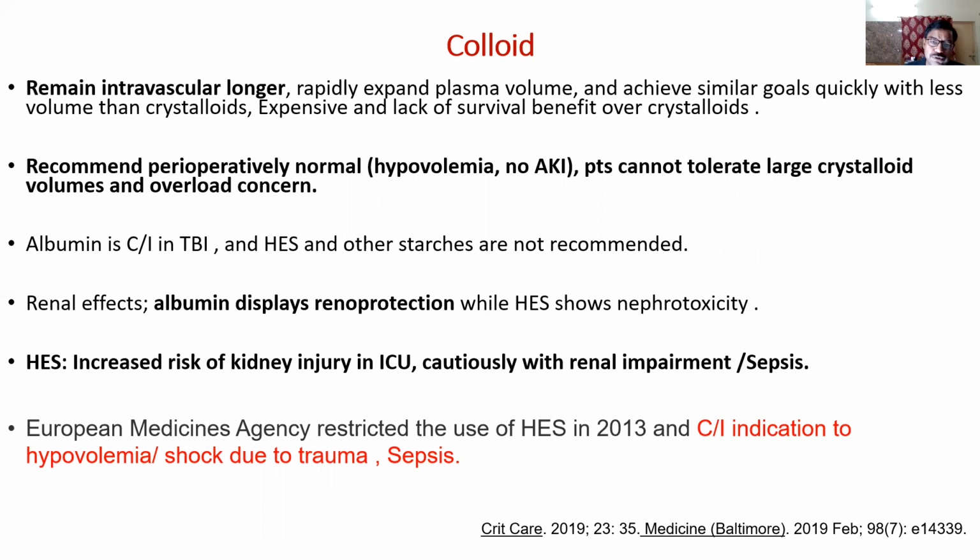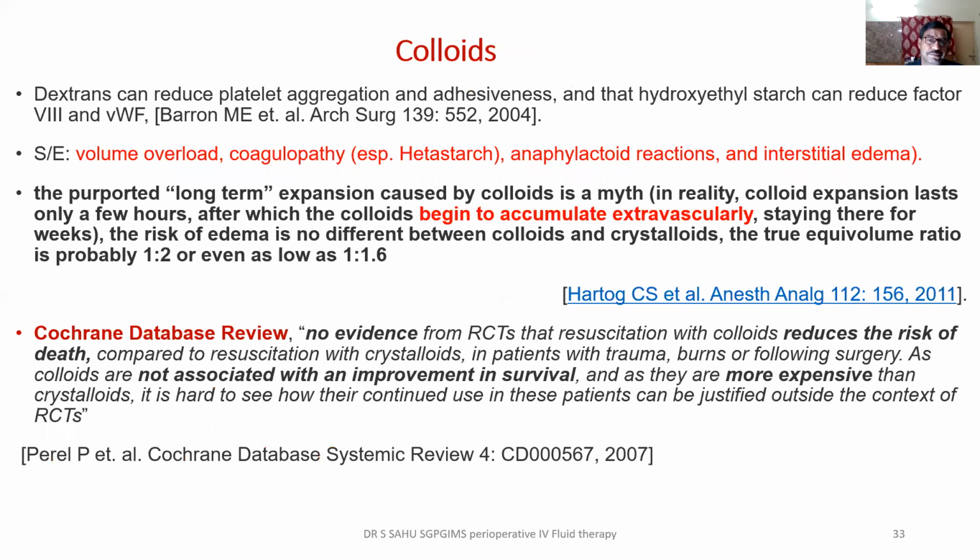If we have to use one, then it is very safe to use albumin, because a lot of trials have shown that it is naturally occurring and it also has a renoprotective effect. The only concern is that albumin should not be given in traumatic brain injury patients. In the European market, the European Medicines Agency has abolished hetastarch use since 2013, and they say it is contraindicated, especially in septic patients and trauma patients, because of coagulopathy and AKI.